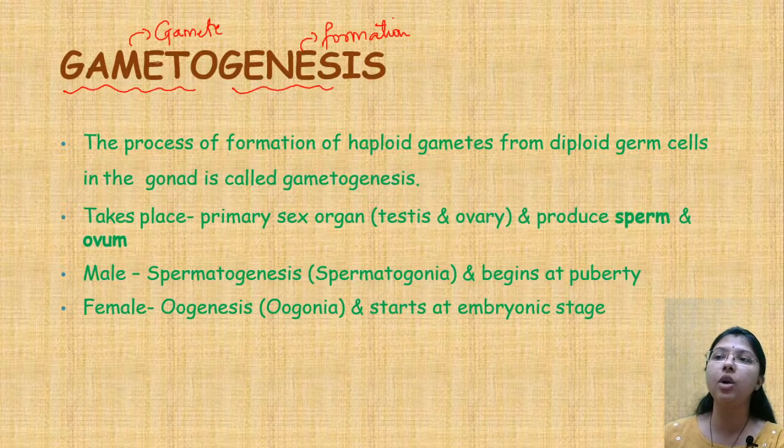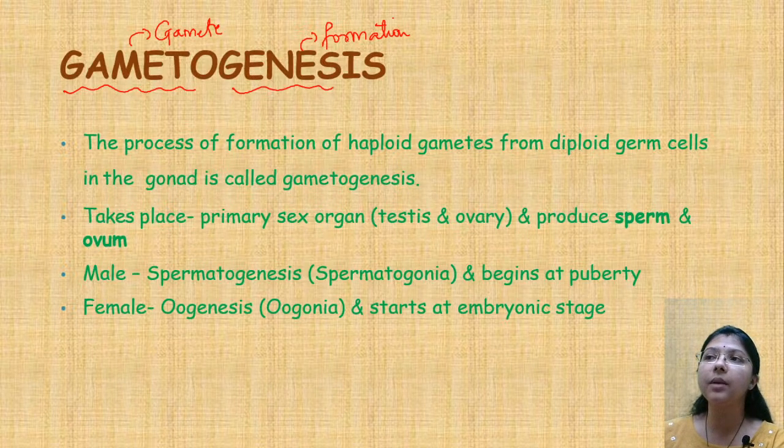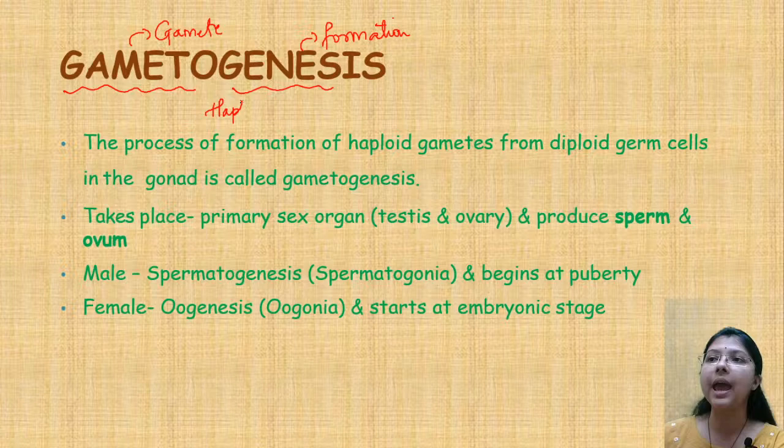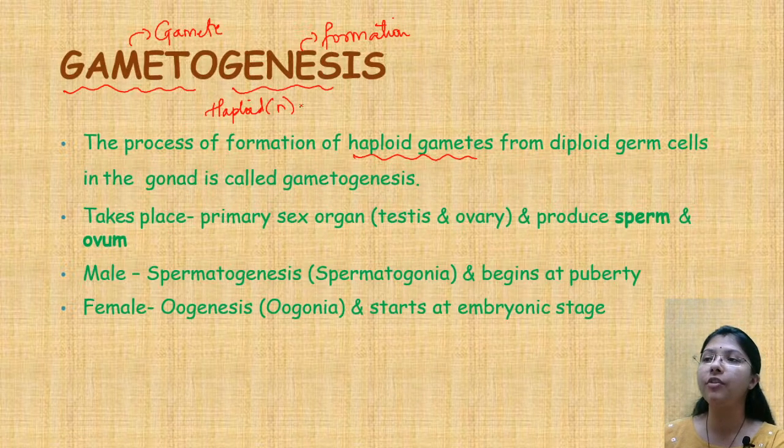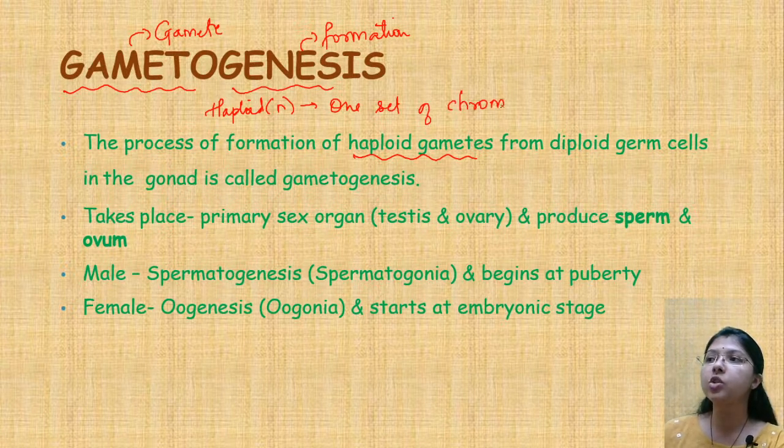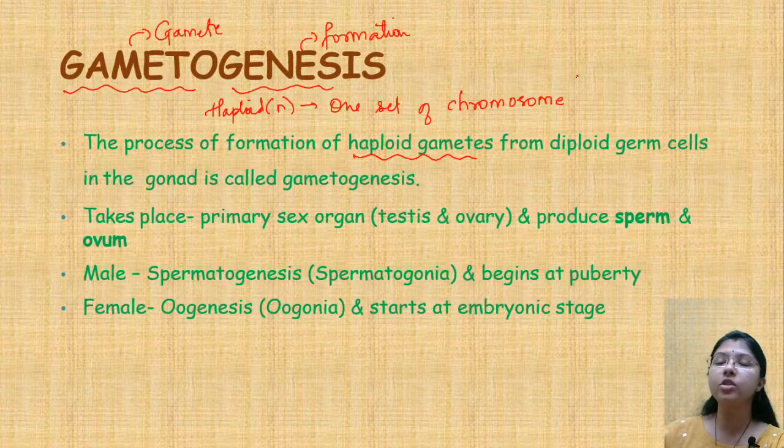Again, I'm repeating. Gameto ka matlab ho gaya gamete. It's a term that is explaining gametes. And genesis ka matlab ho gaya formation. And you already know by studying the first and second chapter that gametes are always haploid, right? So how can you strictly define this term? The process of formation of haploid gametes. You know the meaning of haploid? There will be only one set of chromosomes present. So this one set of chromosomes is going to define the characteristic of the haploid gametes.